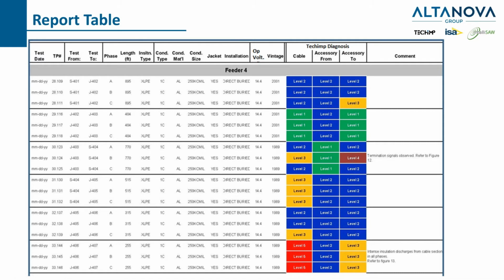So what are we going to do? Well, the first thing we're going to do is read these notes. It says termination signals observed, refer to figure 12. So we're going to go to figure 12, and there's going to be a lot of information, a 3D chart, and also a recommendation on what needs to be repaired. Whether the termination needs to be replaced, or inspect the termination, open up the switchgear, look for visible signs of burn marks, whatever, there'll be a recommendation. And the other, obviously level 1, no PD at all.